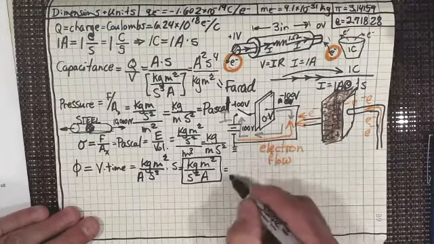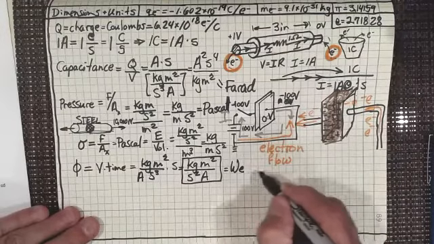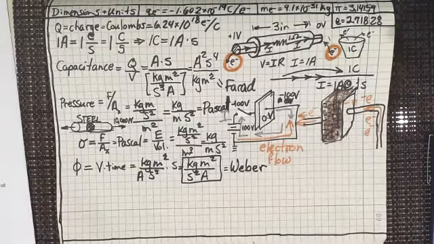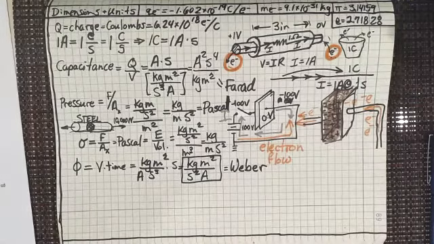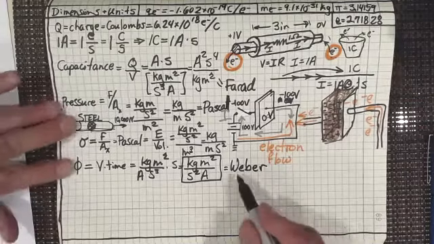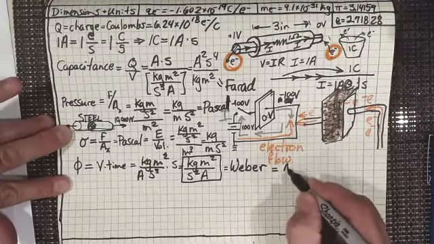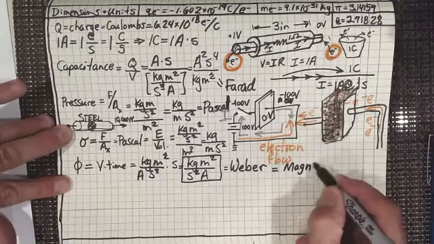We call that a Weber. Yep, it's named after a barbecue grill that we use. No, of course it's not. But that is what we do. And what am I talking about here? I'm talking about magnetic flux.